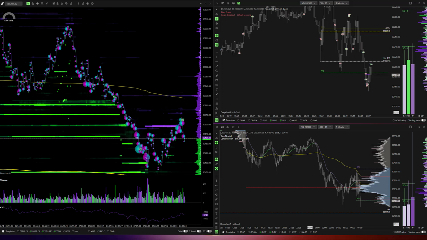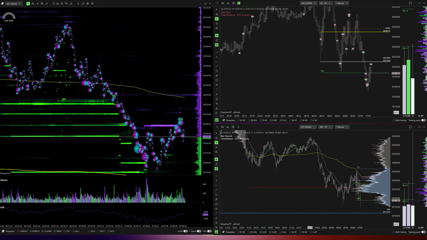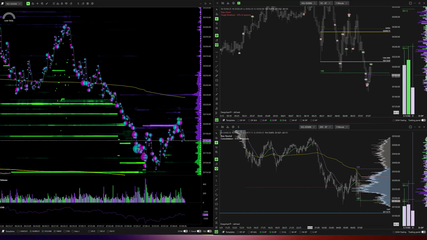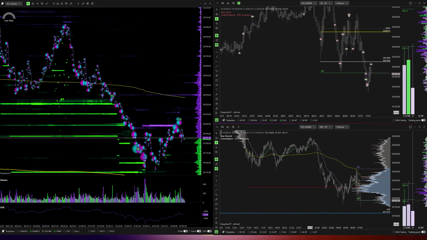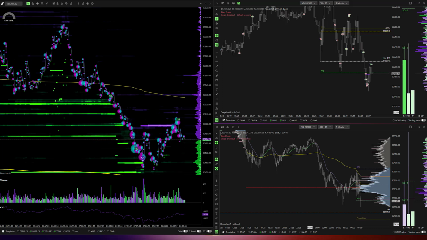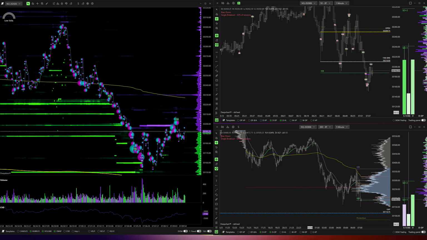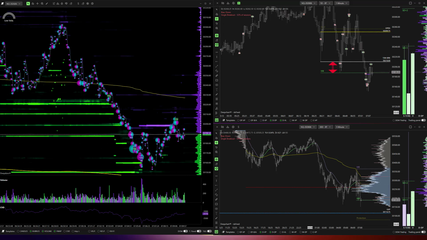Instead of attracting new sellers, price gets rejected and moves back into the prior range. A simple way to look at it is a failed auction happens when price breaks below a key level, attracts sellers, but fails to continue lower and is forced back into the prior trading range. In this case, price failed to auction below both the 30-minute initial balance and the 15-minute range.